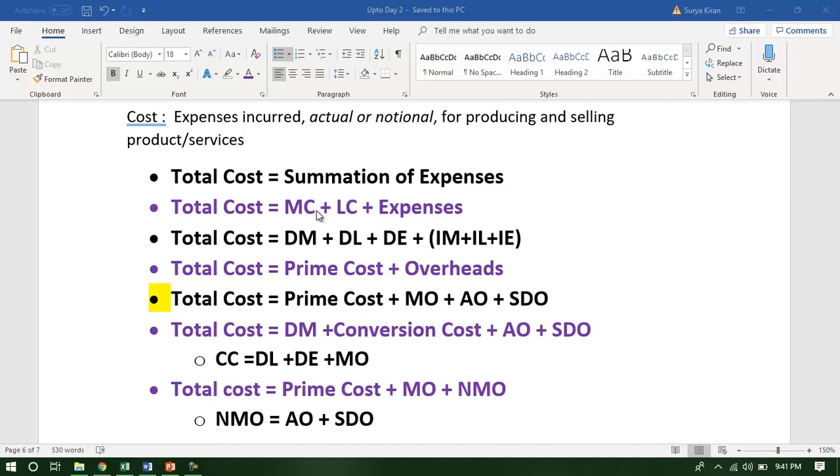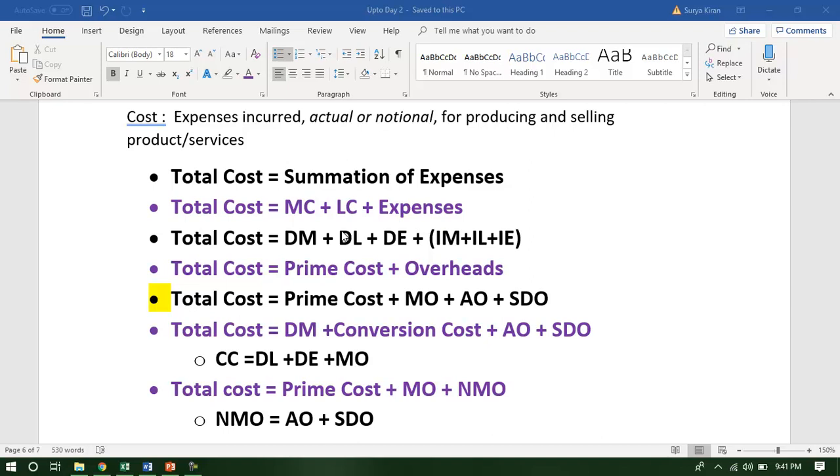But we also know, because of the direct and indirect relationship, some of these expenses are directly identified with a product or services, and some are not. So therefore, the material, labor, and expenses can be further classified into direct and indirect.